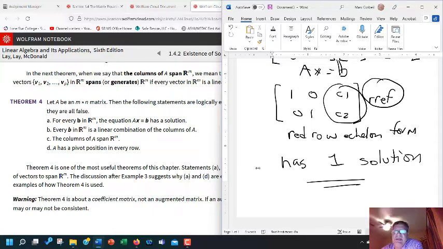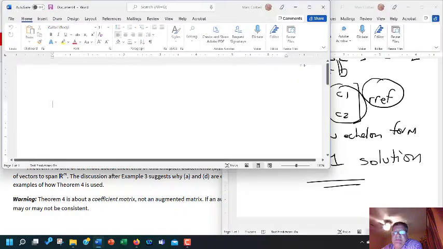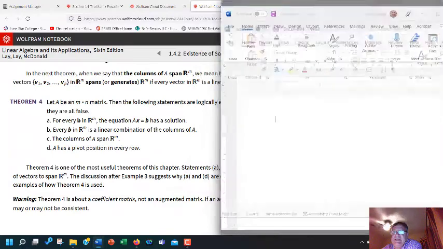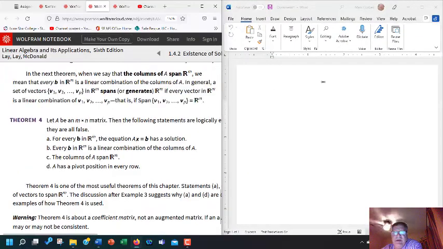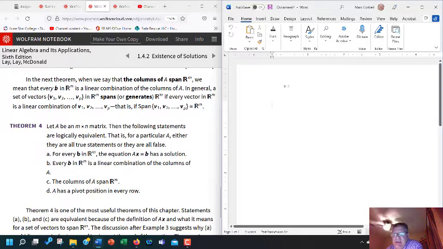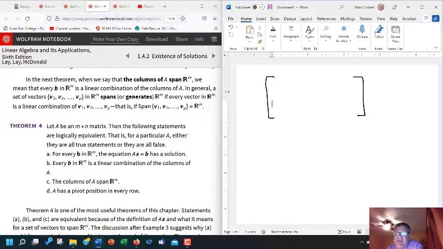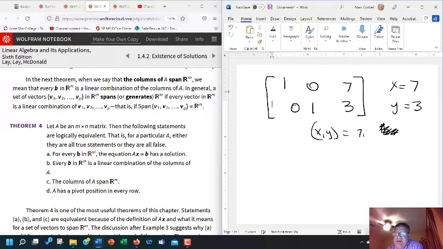Now we might go back and make sure we understand what that means and how it would look if it doesn't do that. A way of seeing that is looking at some examples where that wouldn't work. I'll give you an example here. If we augment a solution, we have 1, 0, 7, 0, 1, 3. This shows the solution is x equals 7, y equals 3, or if you want the b value, the solution of this system we might write as (x, y) equals (7, 3).